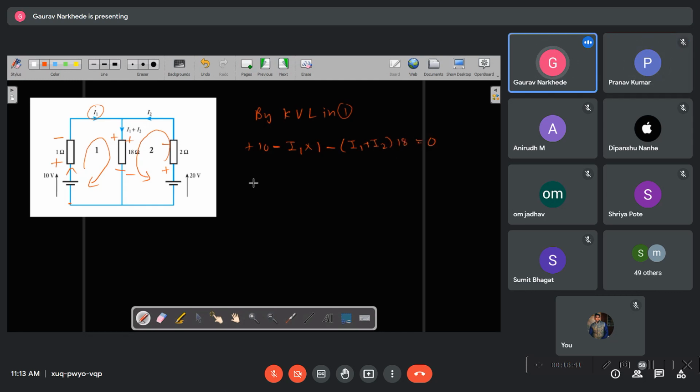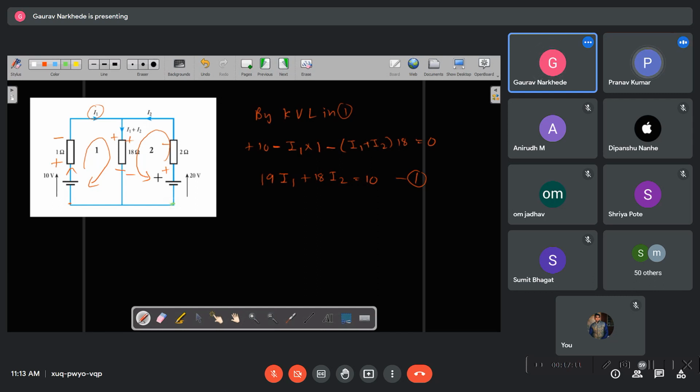Is it correct? So therefore it will be 18 I1 minus 18, so minus 19 I1, right? Then it will go to that side. And then it will be minus 18 I2, which on the other side becomes plus 18 I2, is equal to 10. So can I say this is equation number 1?